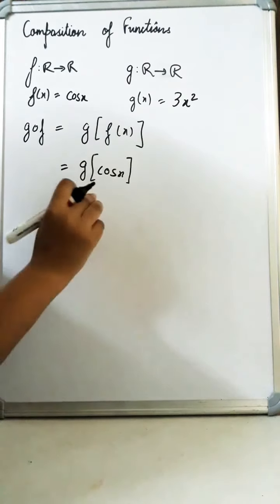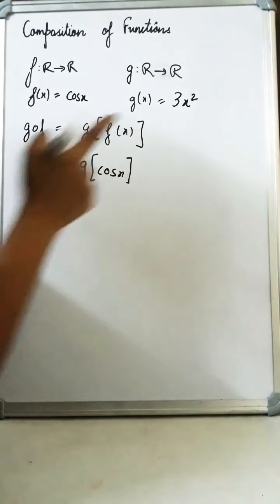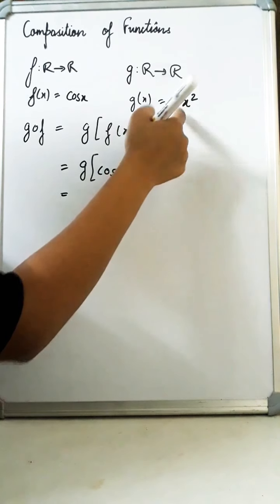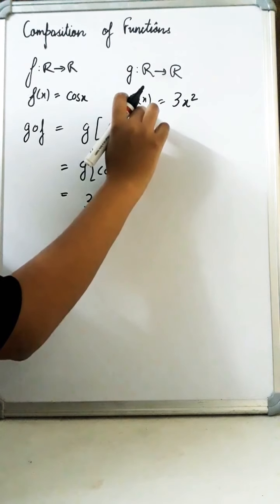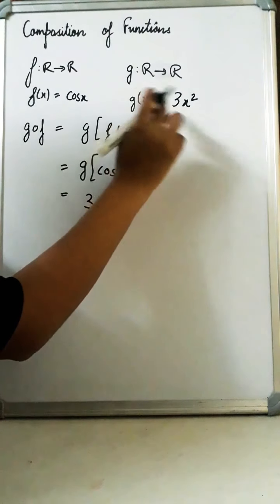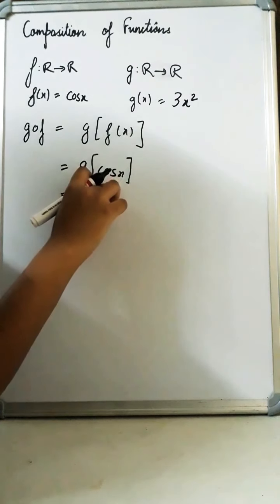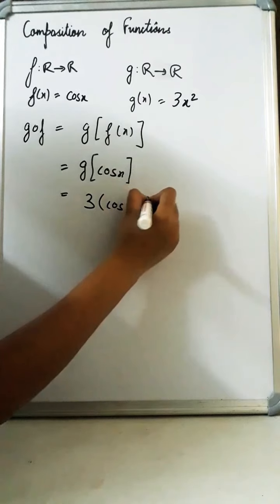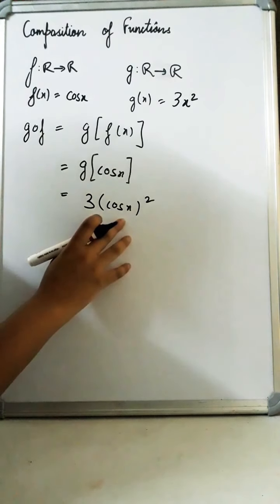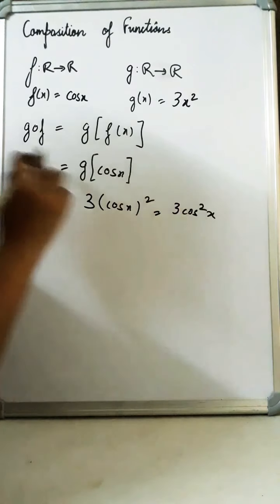Now when you have to apply the g function on cos x, what is it going to give you? 3 times x square, right? So when g is treated on x, what is it giving? It is giving 3x square, right? So when g is treated on cos x, what will it give? It will give you 3 times cos x whole square, right? So this is what you get, 3 cos square x. This is your g of f.